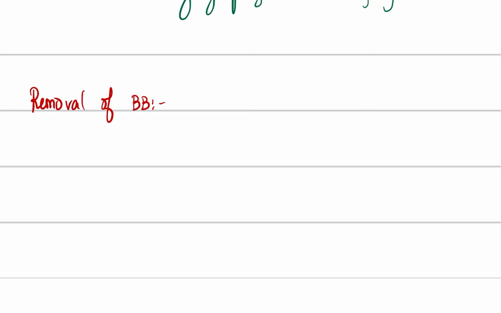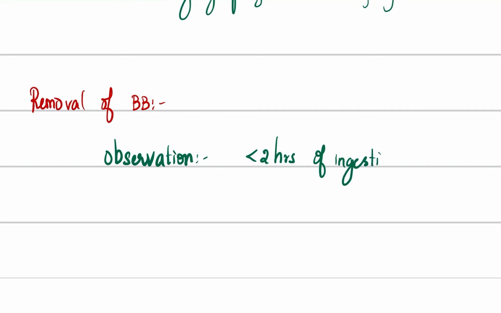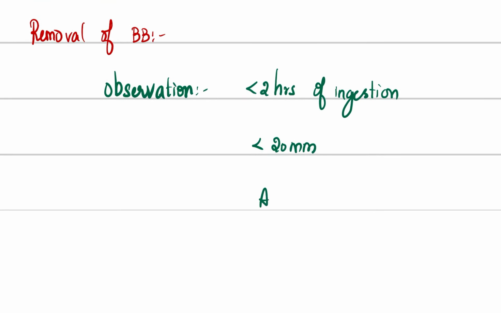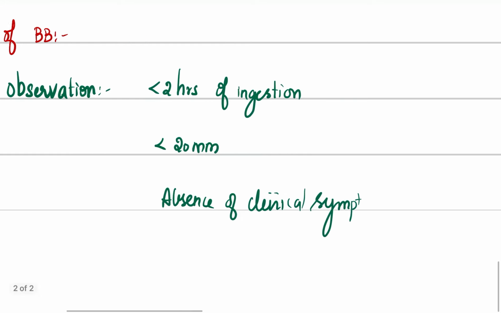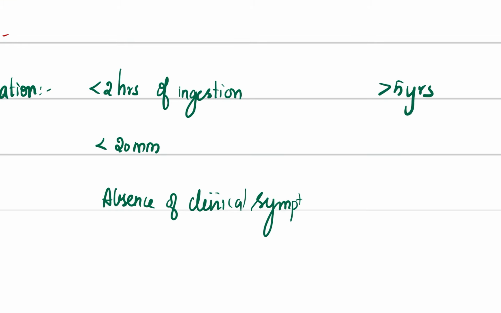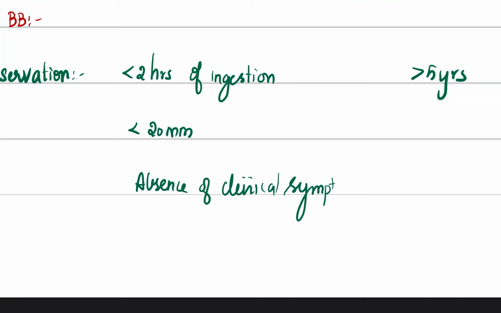Whom can you observe? So, observation can be done in patients who are coming to you within 2 hours of ingestion. Size of battery is less than 20 millimeter, and few of the indications I'll be talking about now. Absence of clinical symptoms, asymptomatic patient, that is. Child is more than 5 years, plus some of the things in flowchart I'll discuss down below. So you will observe if the child is less than 2 hours from ingestion, less than 2 centimeter battery size, more than 5 years child, and absence of clinical symptoms.